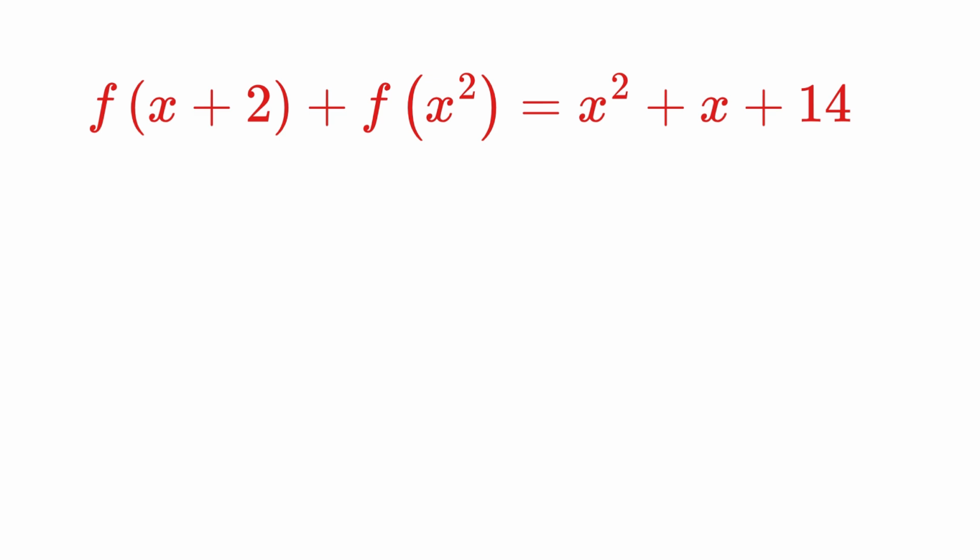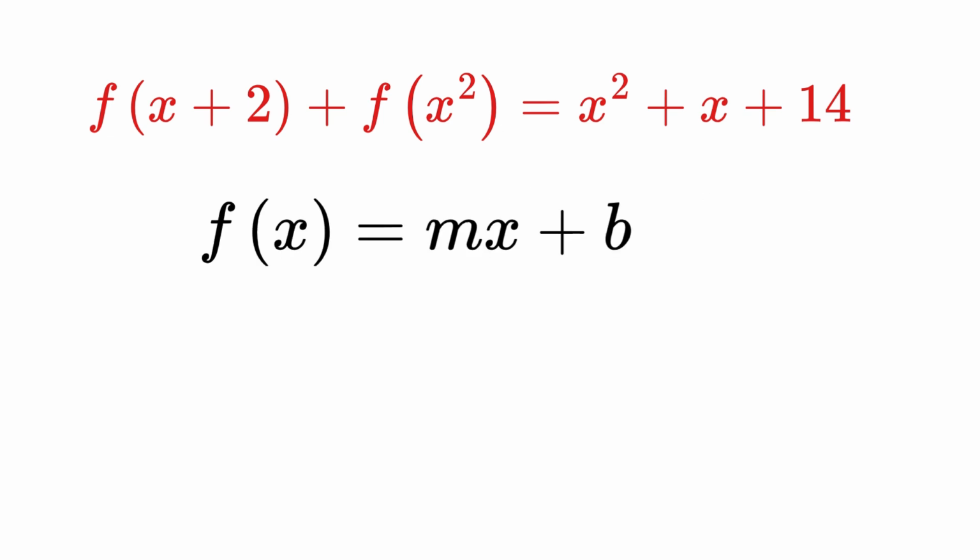Our equation is f(x+2) + f(x²) = x² + x + 14. We have to find f(x). Here, the hint is that f(x) is a linear function. If it is linear, we have to take f(x) as mx + b.